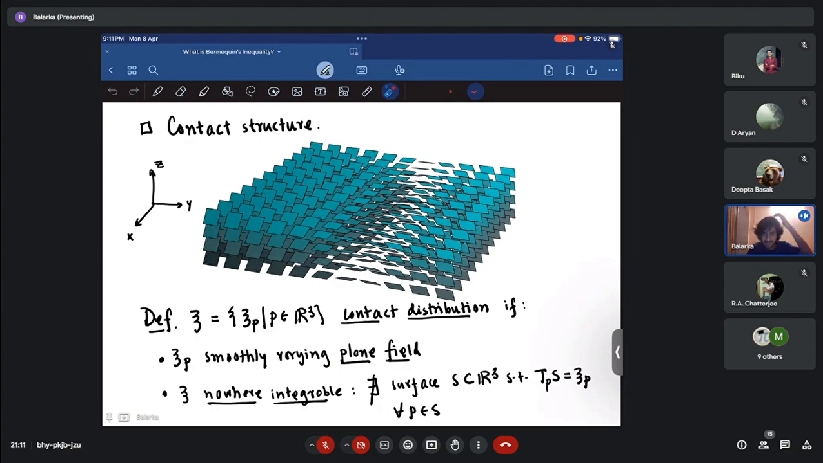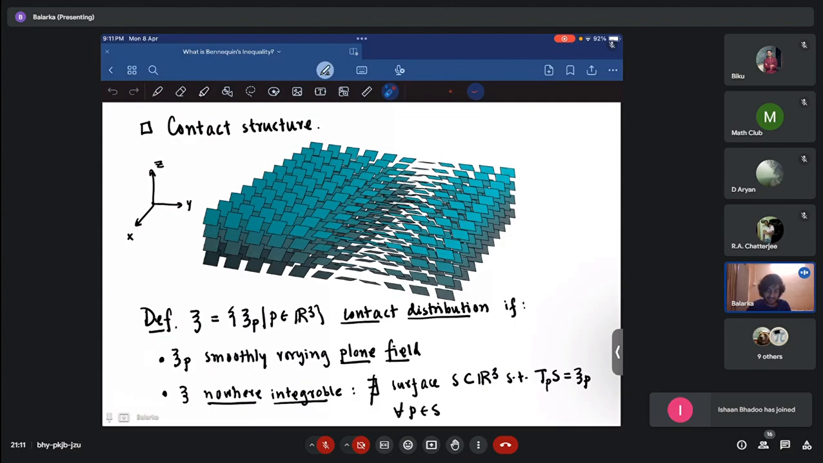Does that make sense? If you have any questions, you can ask. That's what a contact structure is. Is the definition completely clear? Yeah. Okay, thanks.